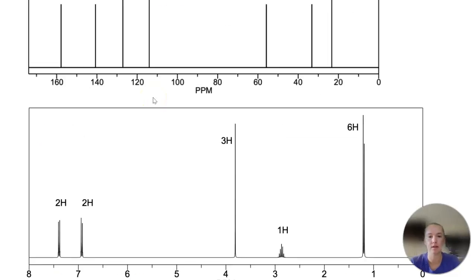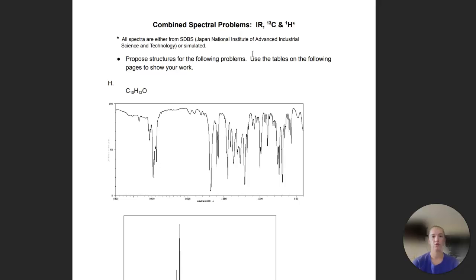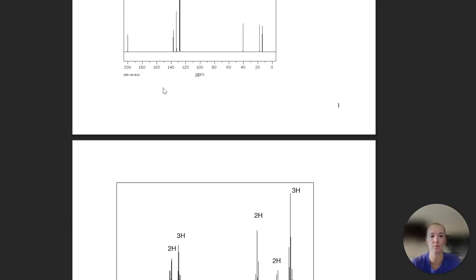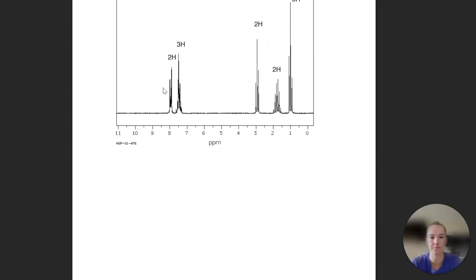And now I'll go to my second number. So my second letter was H. So a molecular formula of 10 carbons, 12 hydrogens, and 1 oxygen. Again, I had these 3 spectrographs.